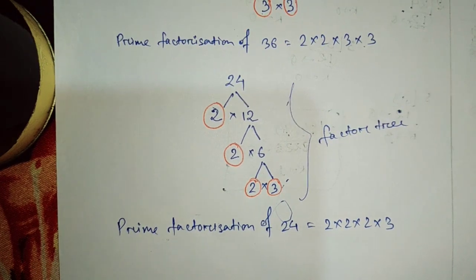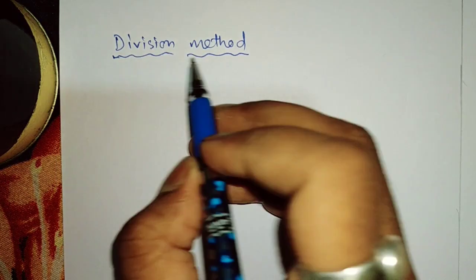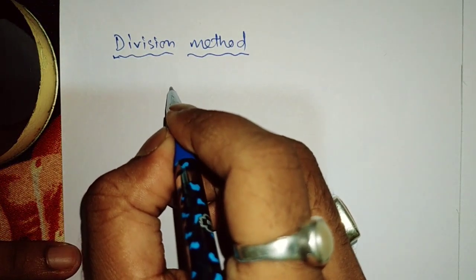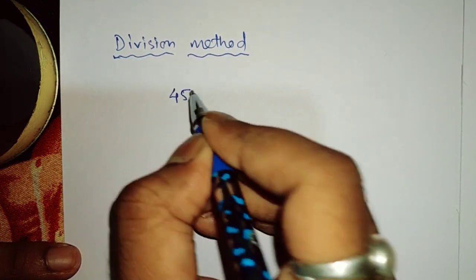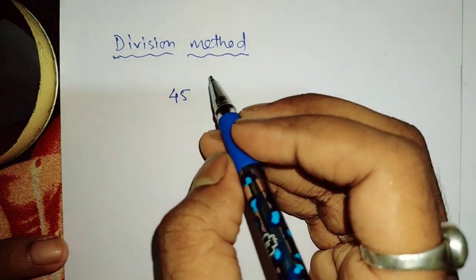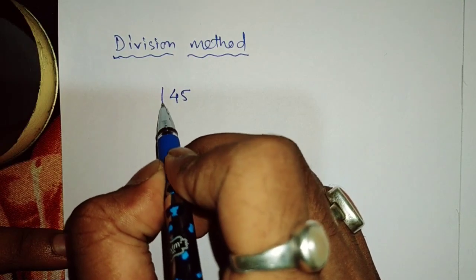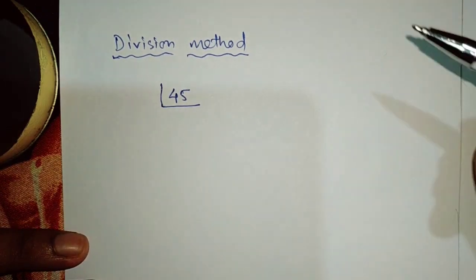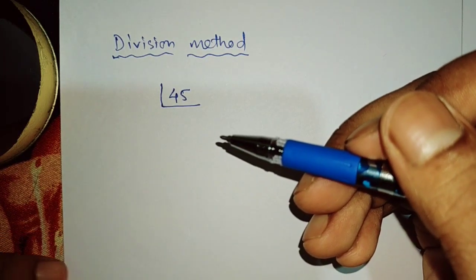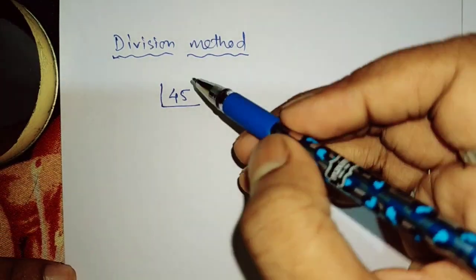Now we'll discuss the division method. Let's take a number, say 45, and we have to find the prime factors of 45. Then what we will do, we'll start doing short division. Here our short division comes in handy. It will be helpful.